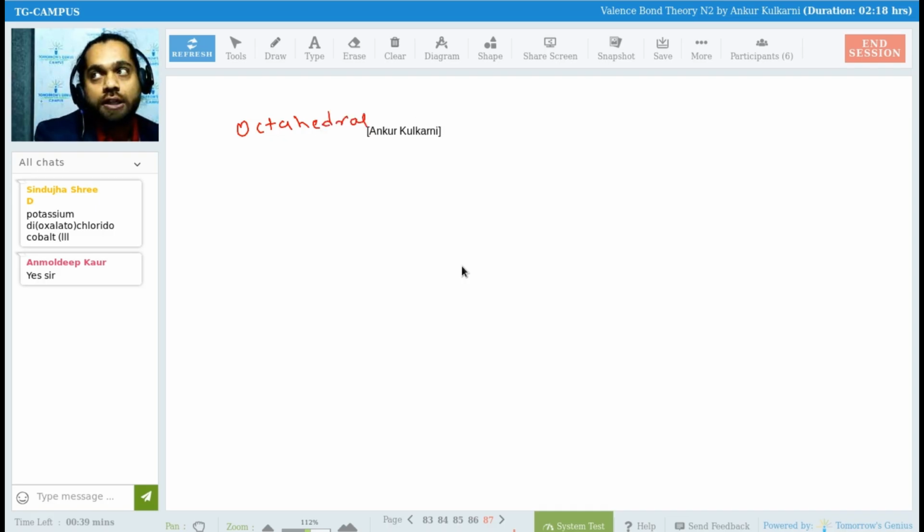Octahedral complexes. What is the coordination number in octahedral? How many bonds does a metal make in octahedral? Jason? How many bonds? What will be the coordination number in the octahedral? Why do we call it octa then? What is octa in octahedral?